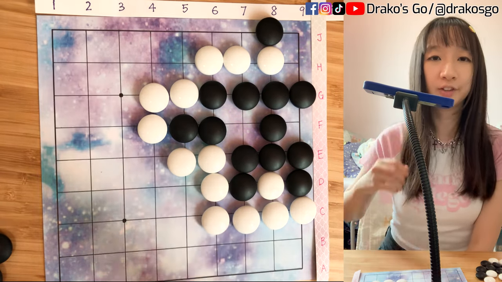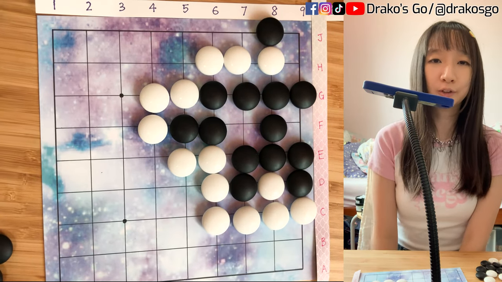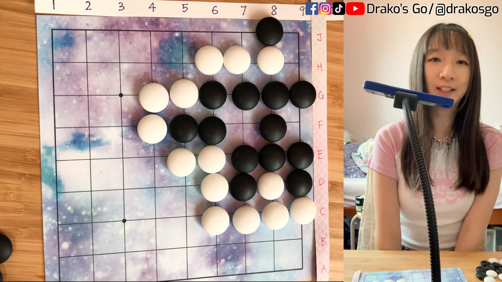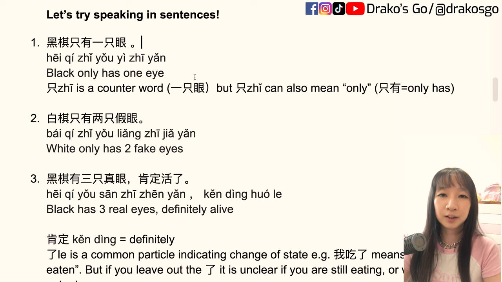I hope you enjoy solving the questions, and now we'll go on to apply what we've learned to speak in full sentences. Now that we've learned quite a lot of terms, let's try applying them to form full sentences. Let's look at the first sentence. 黑棋只有一只眼. So black, only, 只 means only, 有 is has, 一只眼 is 1 eye.